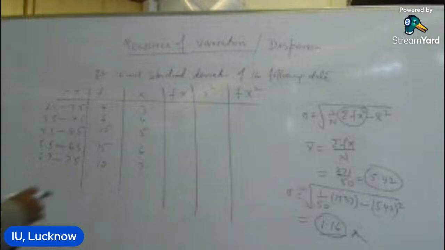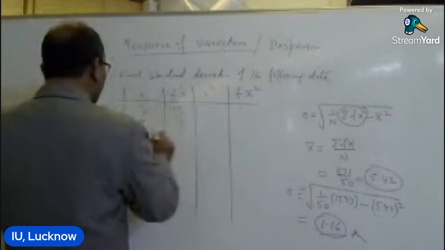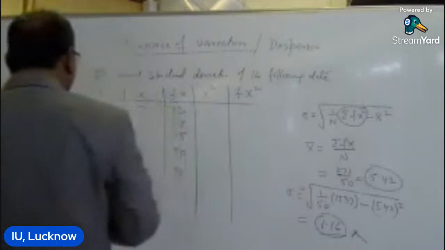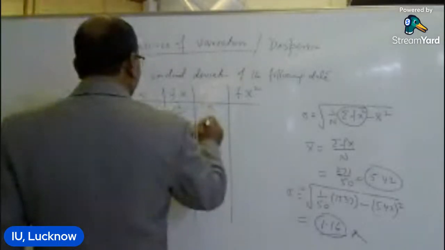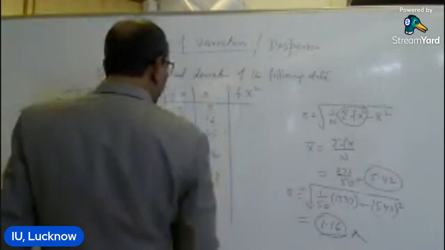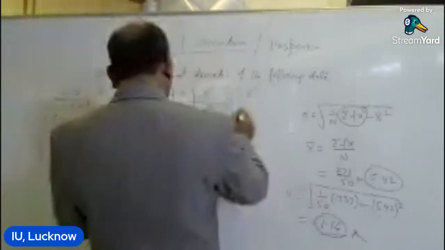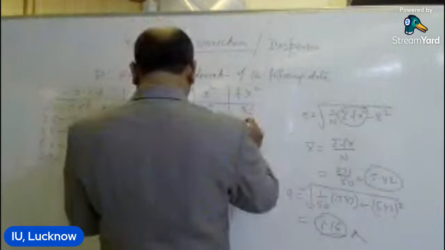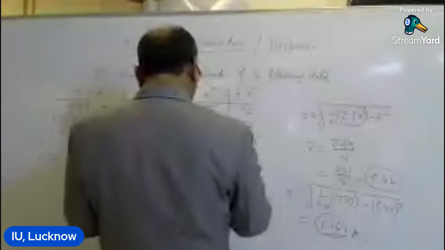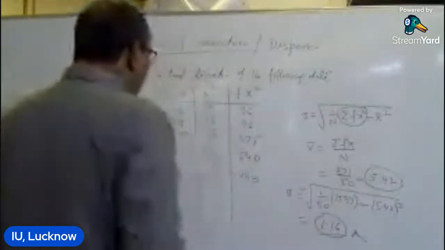So fx is f into x: 12, 24, 75, 90, and 70. What is the x square? x square is 9, 16, 25, 36, and 49. And fx square is 36, 96, 375, 540, and 490. So you will get the same.